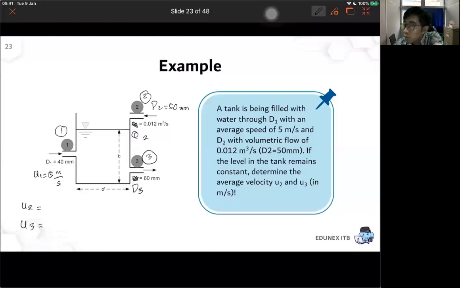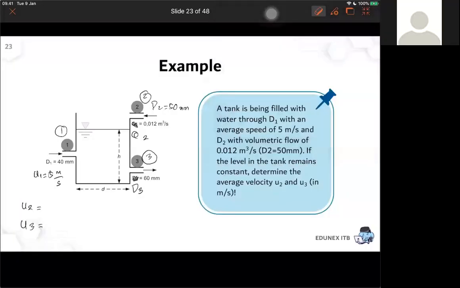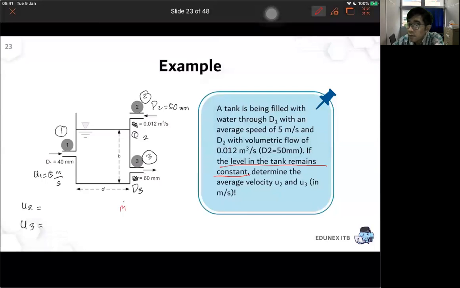But there is some condition: the level in the tank remains constant. What does it mean? Input equals to output, sir. Yes, correct. So it means if the level of the tank remains constant, then Q1 plus Q2 will be Q3.